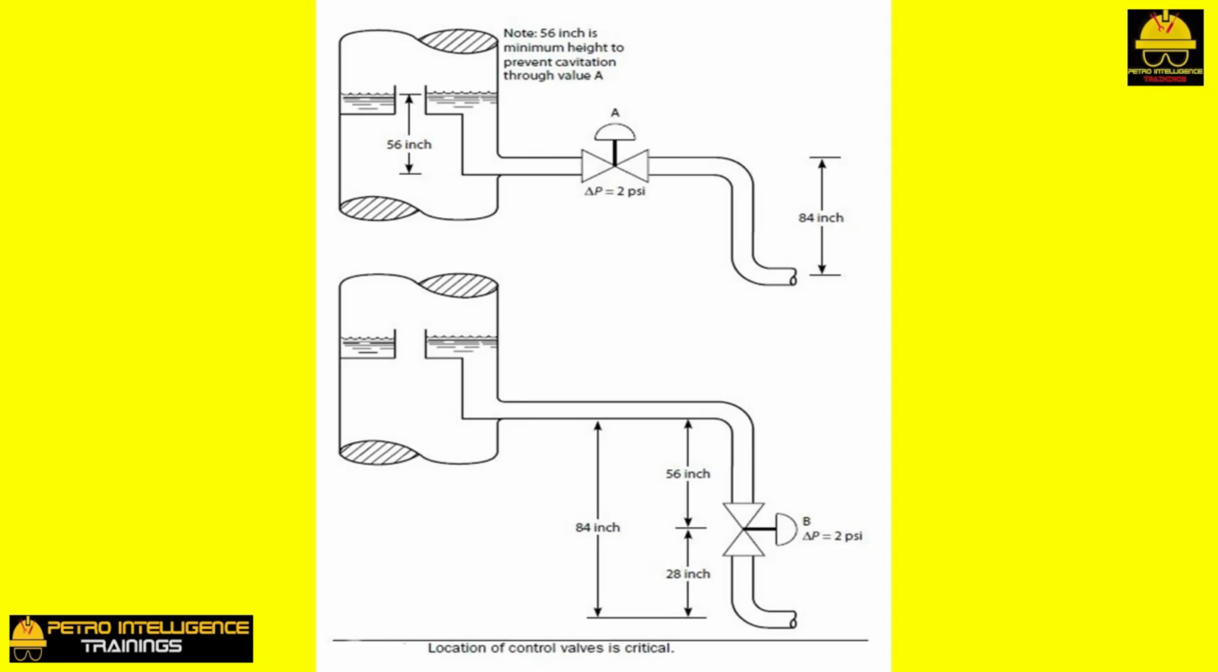External restrictions. This picture shows two almost identical draw-off arrangements. The only difference is the elevation of the control valve in the draw-off line. Control valve A is at the same elevation as the draw-off nozzle. The pressure drop across the control valve is 2 psi, or 56 inch of water.